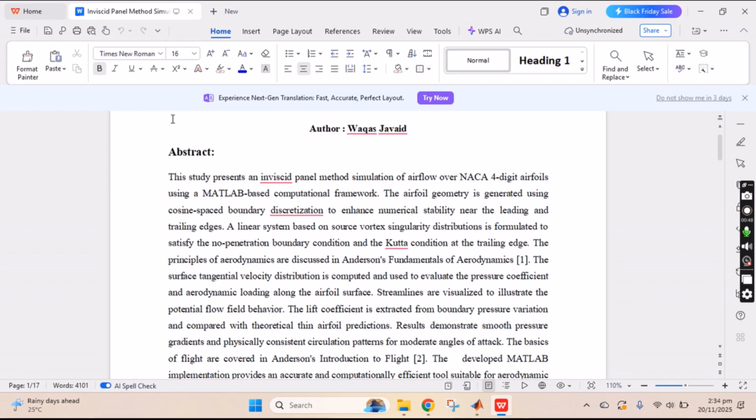A linear system based on source-vortex singularity distribution is formulated to satisfy the no-penetration boundary condition and the Kutta condition at the trailing edge. So in this project, I have developed the principles of aerodynamics, which are discussed in Anderson's Fundamentals of Aerodynamics.